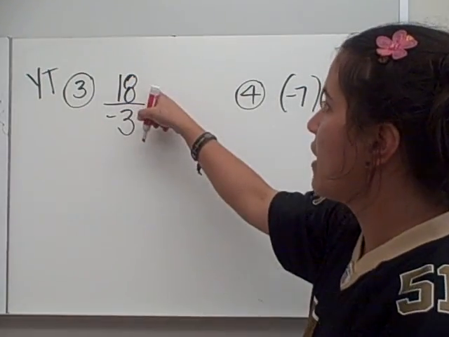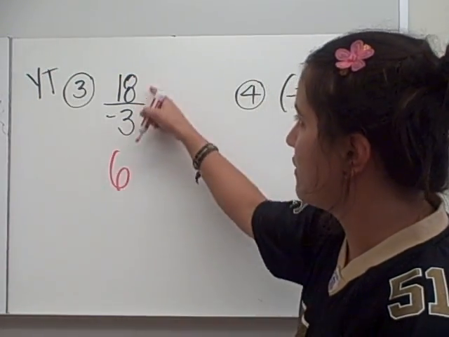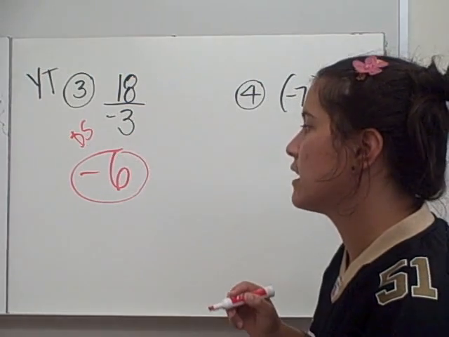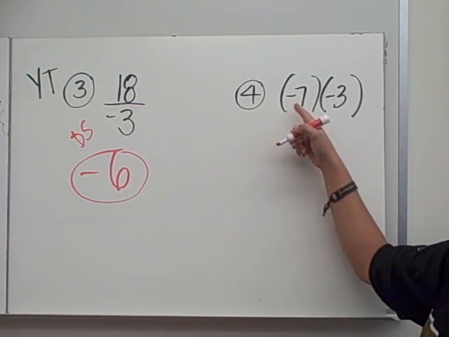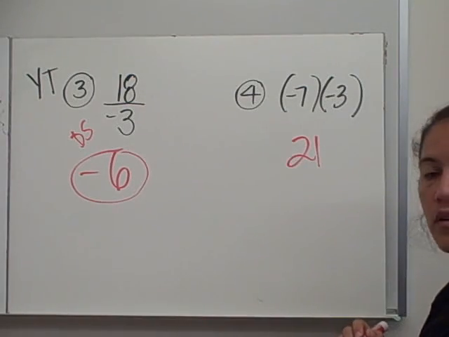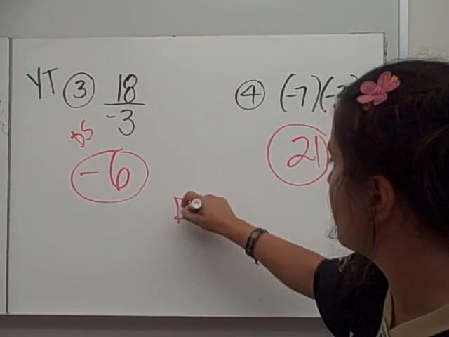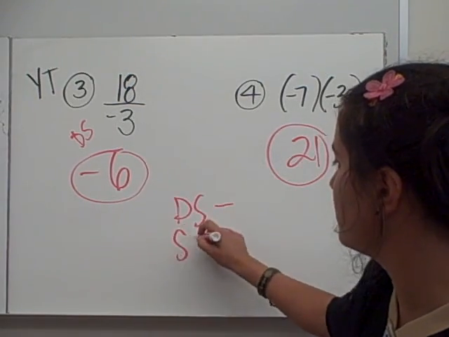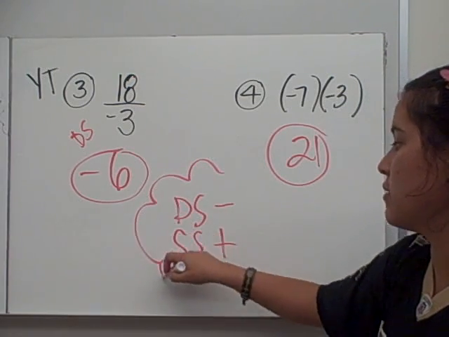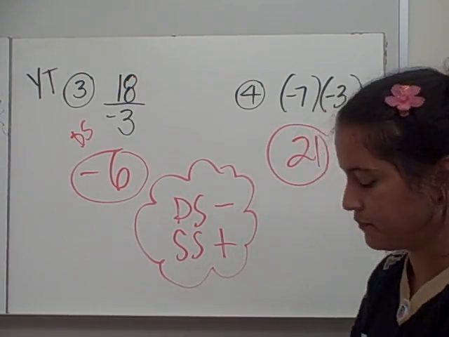So number 3, we divide like normal. 18 divided by 3 is 6. And these are different signs, so my answer is negative -6. Number 4, 7 times 3 is 21, so you multiply like normal, and these are same signs, so my answer is going to be positive. So different signs means your answer is going to be negative. Same signs means your answer is going to be positive. And that is the important key for multiplying and dividing integers.